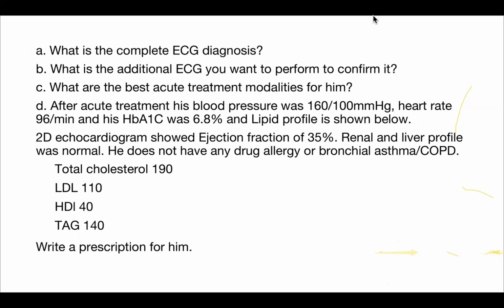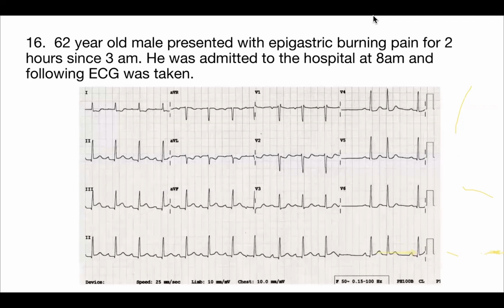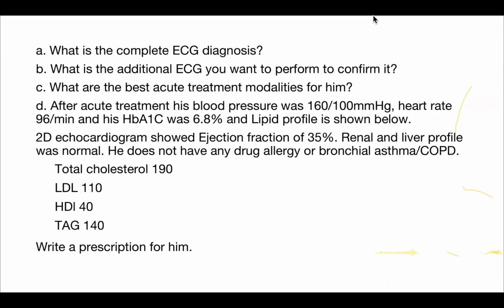So what is the complete ECG diagnosis? We have already discussed. What is the additional ECG you want to perform to confirm it? Now sometimes they might have given the blood pressure also, right? Then you have to do a V4R because it's the right side. And then you can do V7, V9 also to see whether there's any posterior involvement, right? And if it is a RV infarction, you have to give fluid and then the patient's blood pressure will improve.